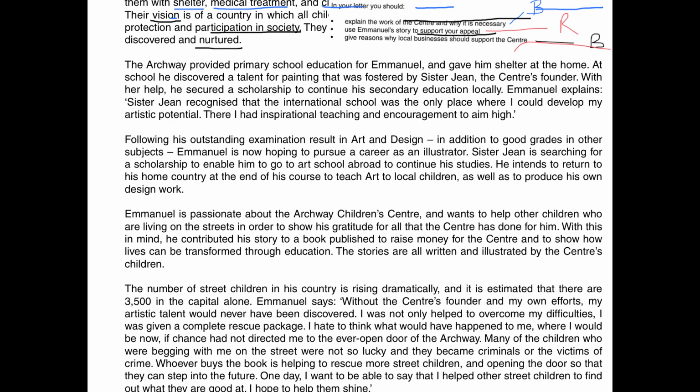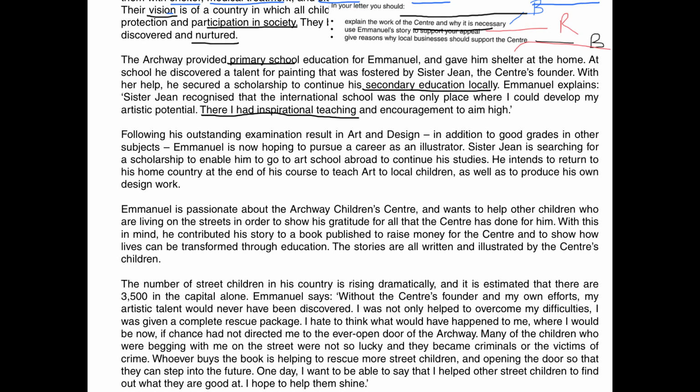Okay, so I'm going to go with black here. Why should businesses contribute? Because they're going to have inspirational teaching, and they're going to get students into primary school, and they're also going to get them into secondary school. Next, I'll look at Emmanuel's own story and this idea that he had a talent for painting, which was fostered by Sister Jean, the centre's founder.